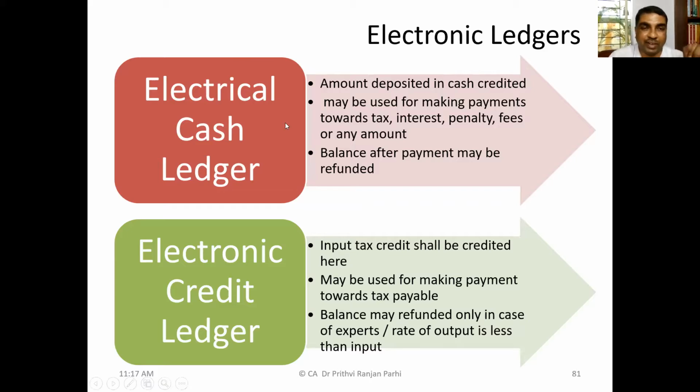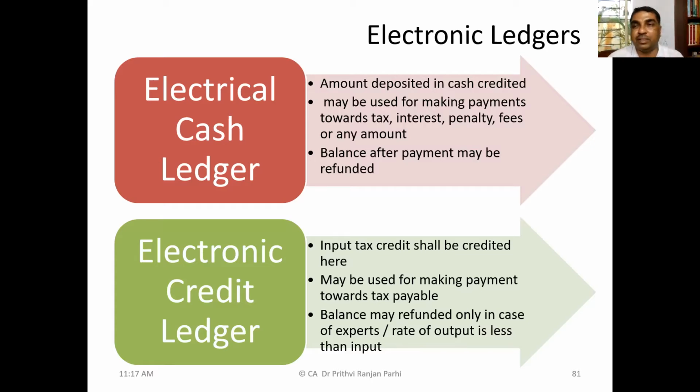You can find one electronic cash ledger, where when you deposit cash it is reflected, and an electronic credit ledger. Electronic credit ledger means when you avail some input service or use some input supply, that credit is reflected there. Once credit is reflected, we'll be able to use it. How to utilize the credit, we have already studied in earlier classes.